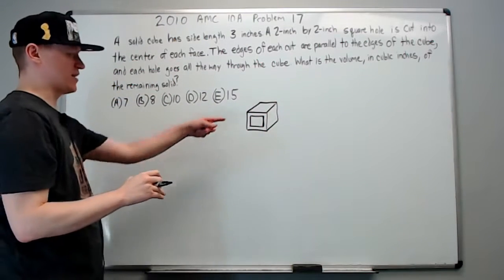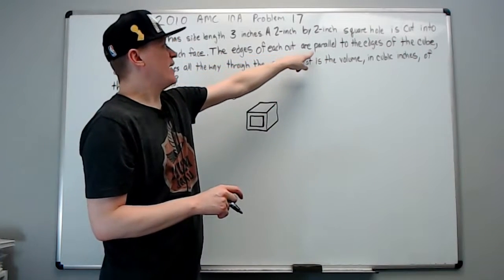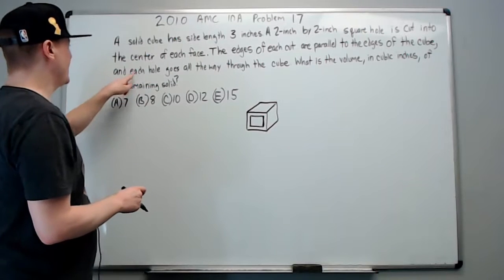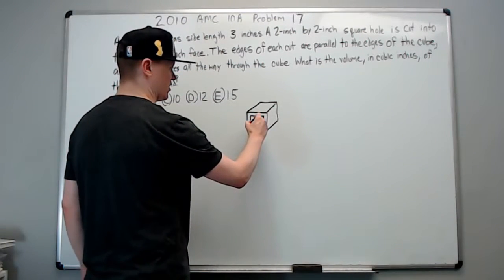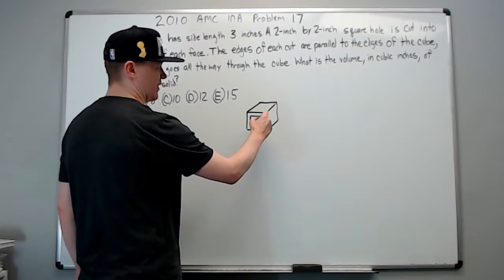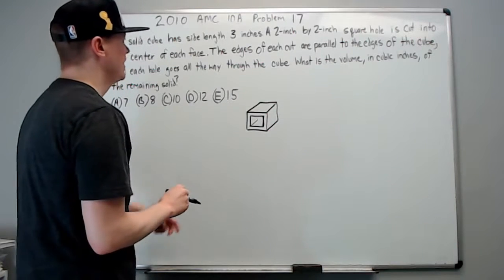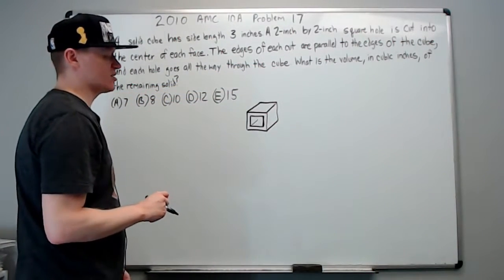We have kind of an idea without drawing the other holes. The edges of each cut are parallel to the edges of the cube. We did that. And each hole goes all the way through the cube. So this is going to go back into the cube, right? Back that way, and come out the other side like a tunnel. What is the volume in cubic inches of the remaining solid?